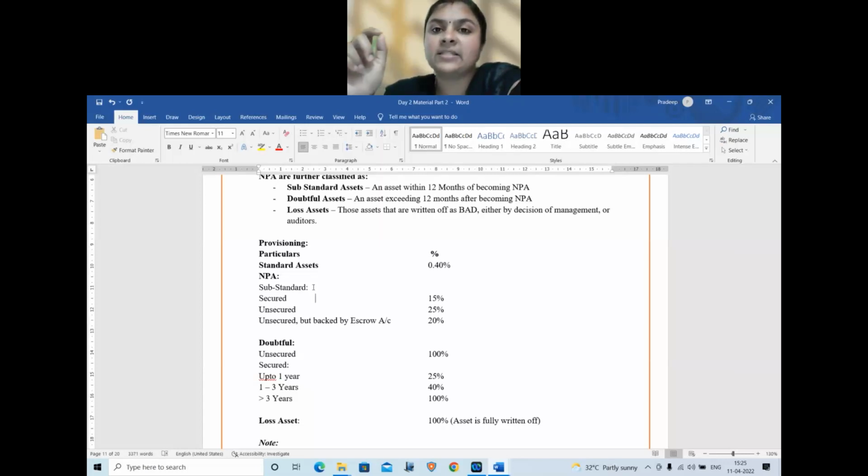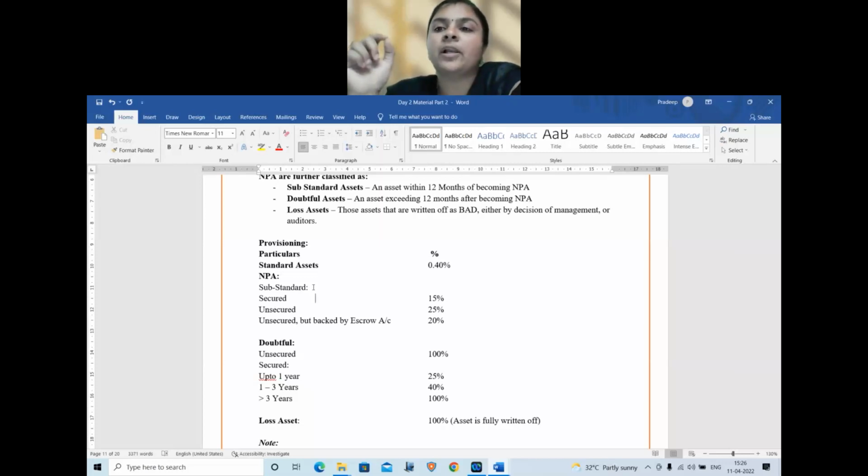And if it is unsecured but backed by an escrow account, which is an amount retained in a separate bank account, like margin money, or a temporary account where funds are being retained and maintained. So if the question clearly mentions that an escrow account was available, if it is unsecured but the escrow account is available, then the percentage is 20%.